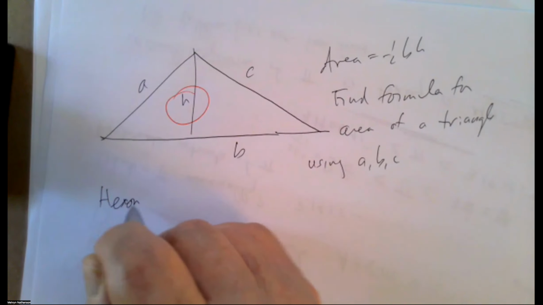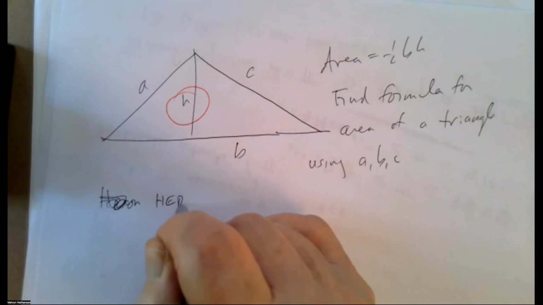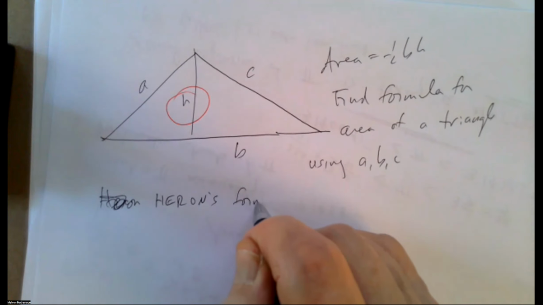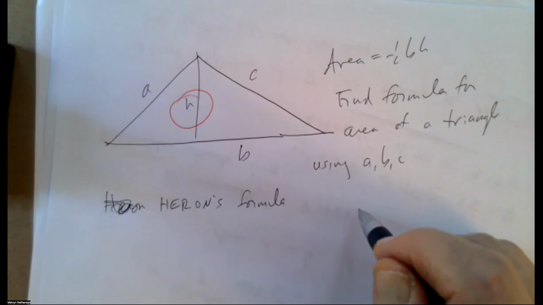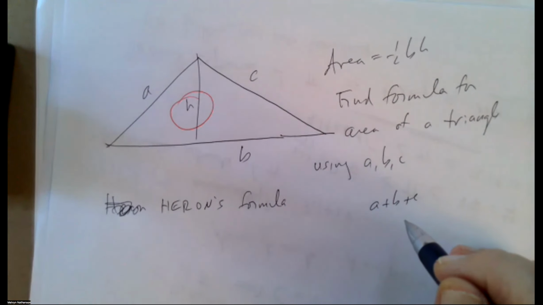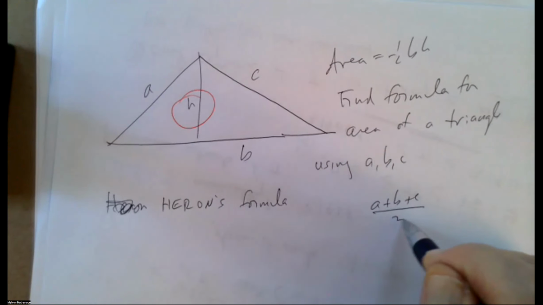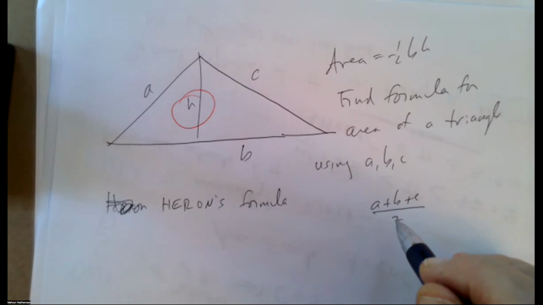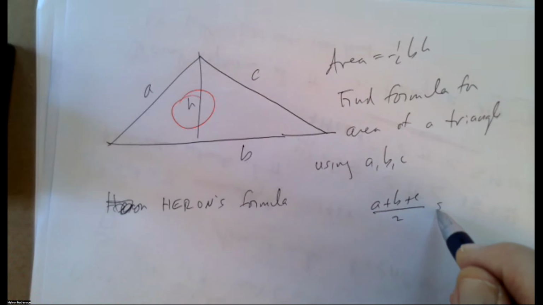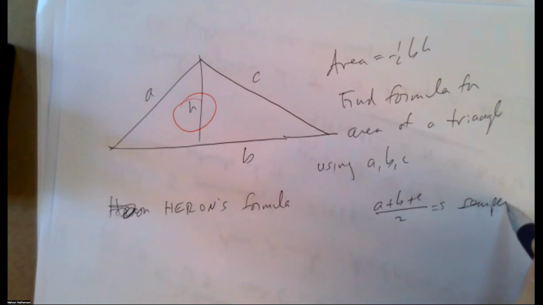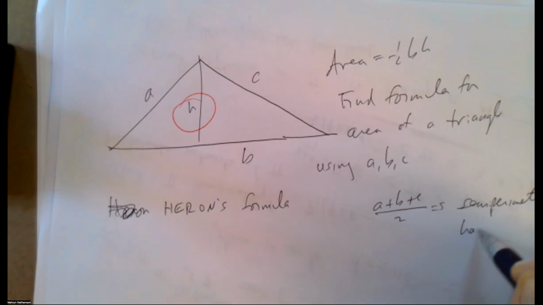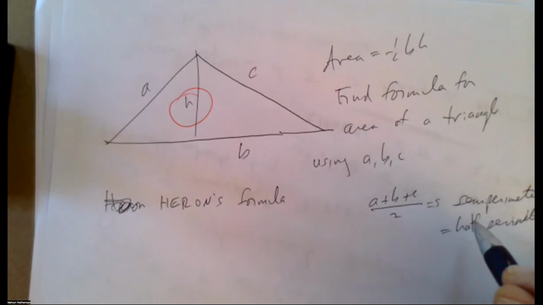There's a formula due to the Greek mathematician Heron. He deserves to have his name legible. Heron's formula. So the perimeter of the triangle is A plus B plus C. So half the perimeter is (A plus B plus C) over two. So let's call that S. This is the semi-perimeter, which is half the perimeter. So if you know A, B, and C, you know the perimeter and you know the semi-perimeter.